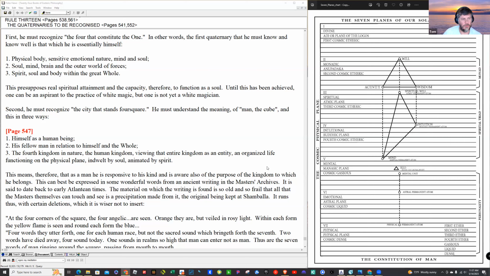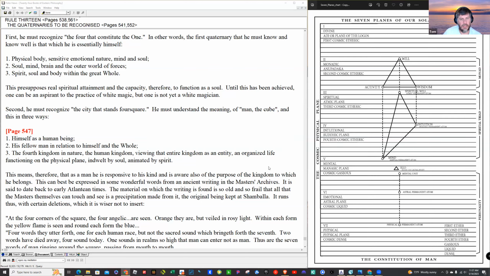This presupposes real spiritual attainment and the capacity, therefore, to function as a soul. Until this has been achieved, one can be an aspirant to the practice of white magic, but one is not yet a white magician. Second, he must recognize the city that stands four square.